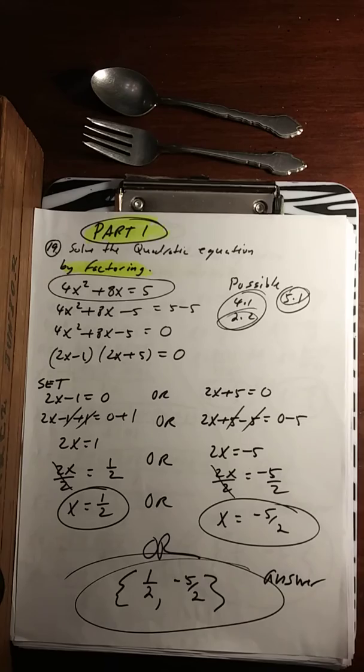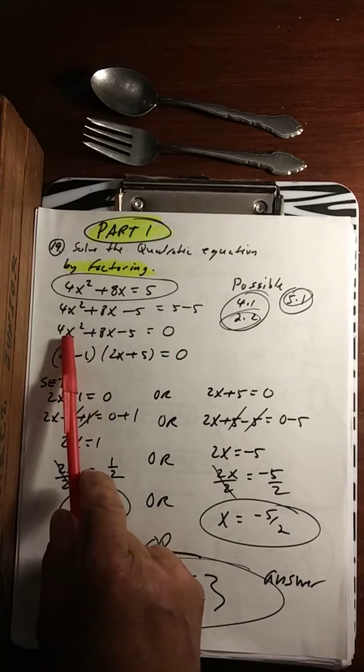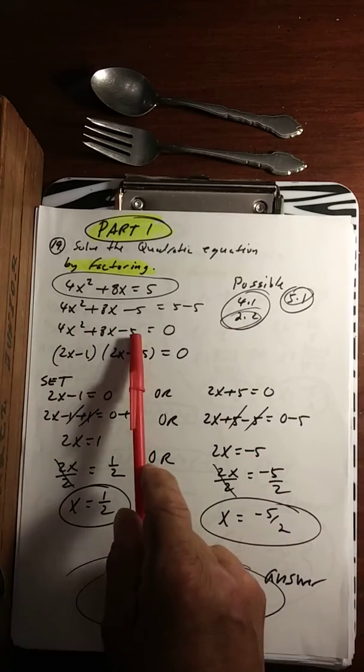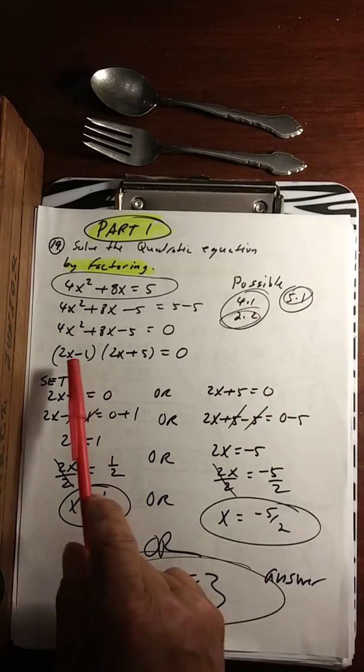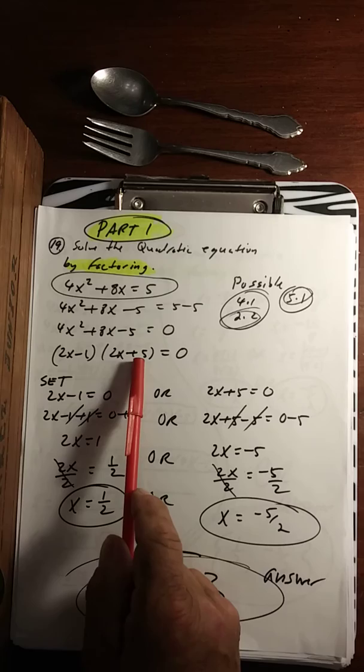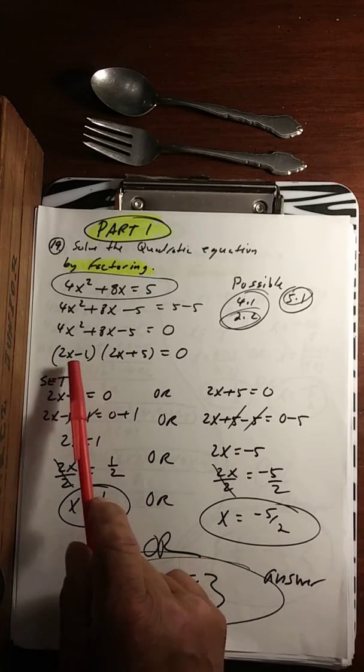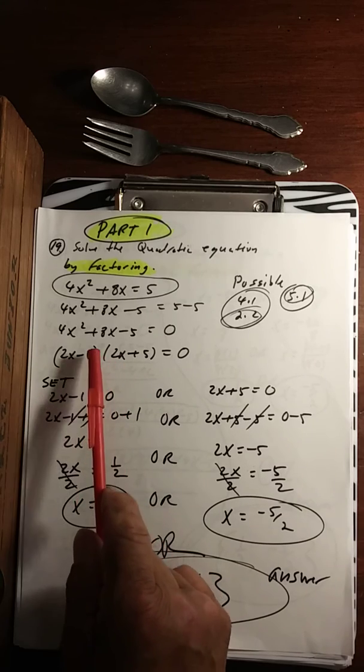Solve the quadratic equation by factoring. So minus 5, so we have this. So possible numbers are 4 times 1, 2 times 2 for this, and 5 times 1. I tried 2, 2. So 2x minus 1, 2x plus 5. Does that work? That times that is 4x squared. That one times that one's negative 5. This is going to be 10x minus 2x is 8x.